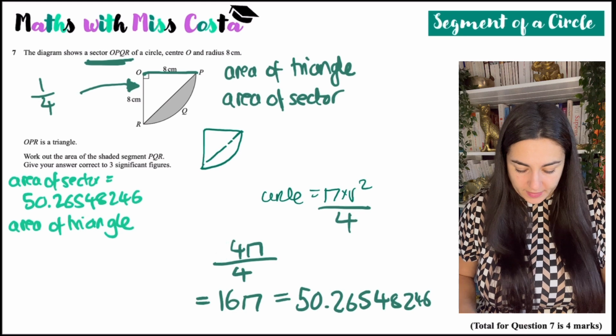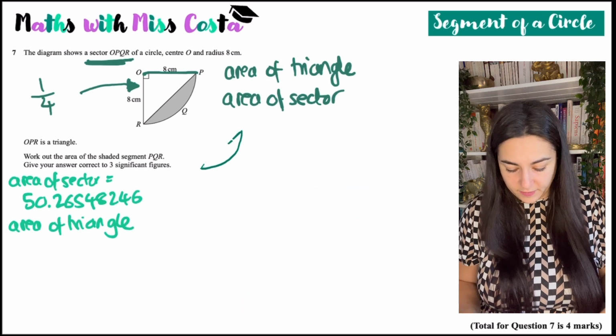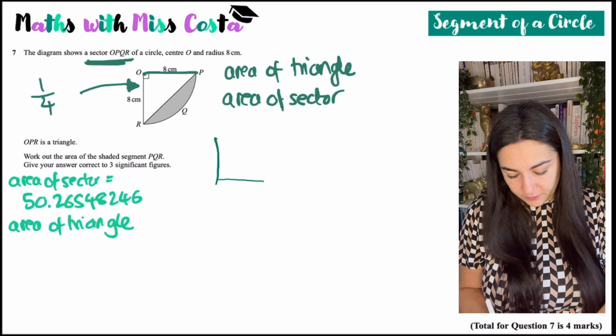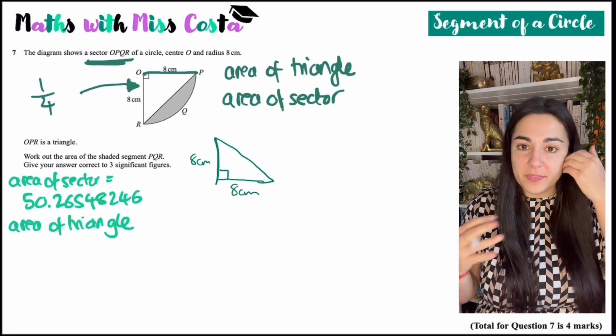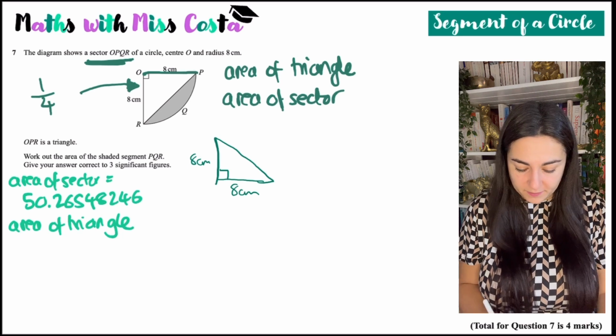So how do we work out the area of a triangle? Well, we do base times height divided by 2. So we could just draw this triangle like that. And here we'd have 8 centimeters and here we'd have 8 centimeters. So base times the perpendicular height, that's why it's great that this is a right angle triangle, divided by 2.